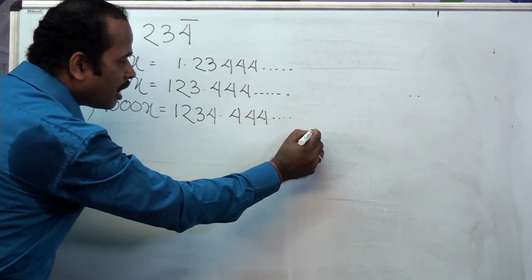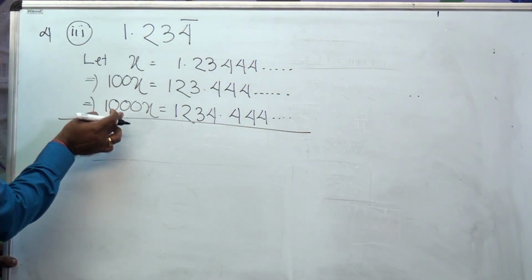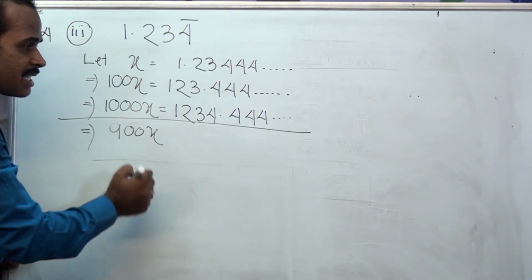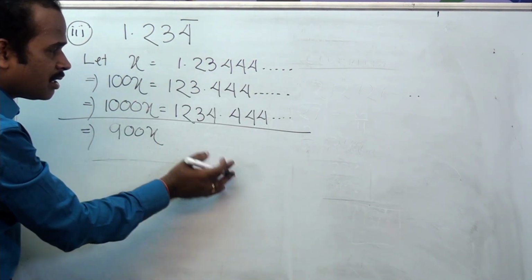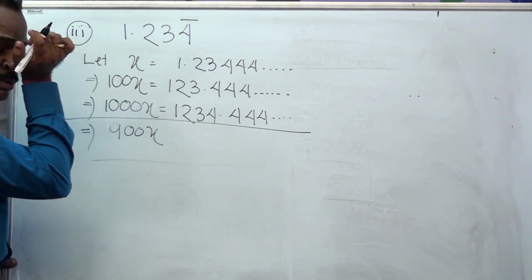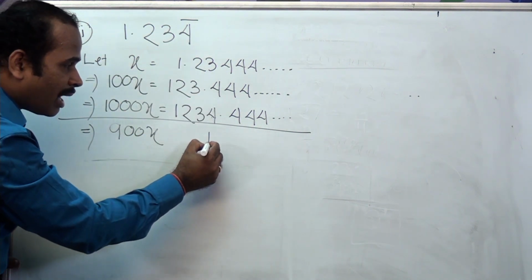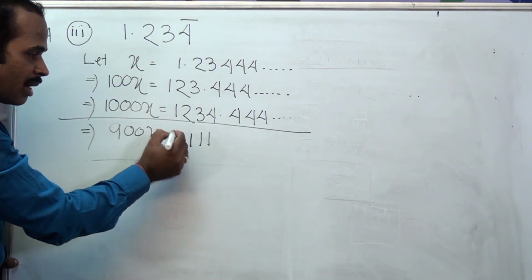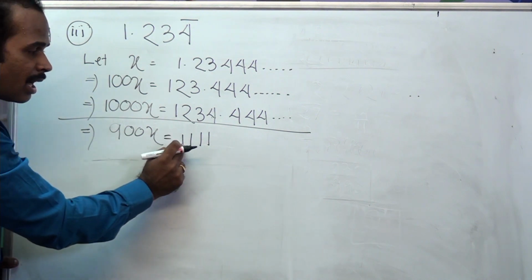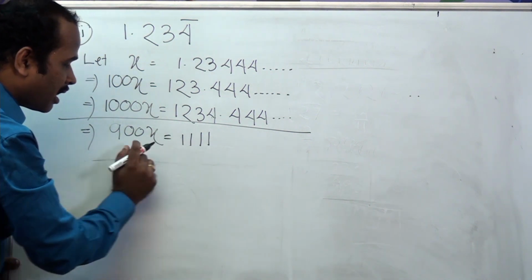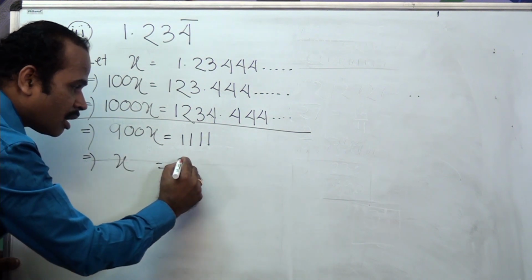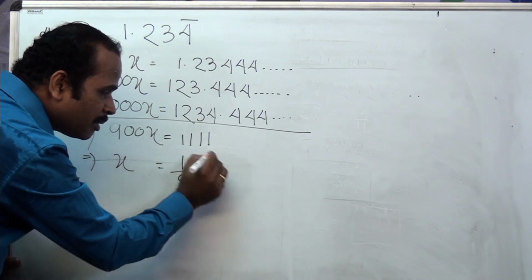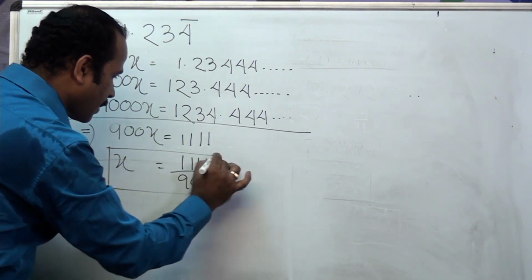1234.444 and so on. Now I will subtract this 100x from 1000x. I will find it is 900x. And this 900x equal to, this after decimal portions will be cancelled. So now difference of these two integral numbers only will be the answer. 4 minus 3 is 1. 3 minus 2 is 1. 2 minus 1 is 1. And here it is 1. So 900x equal to 1111. Now x equal to how much? It will be 1111 by 900. So this will be your answer. This is your x. Okay.